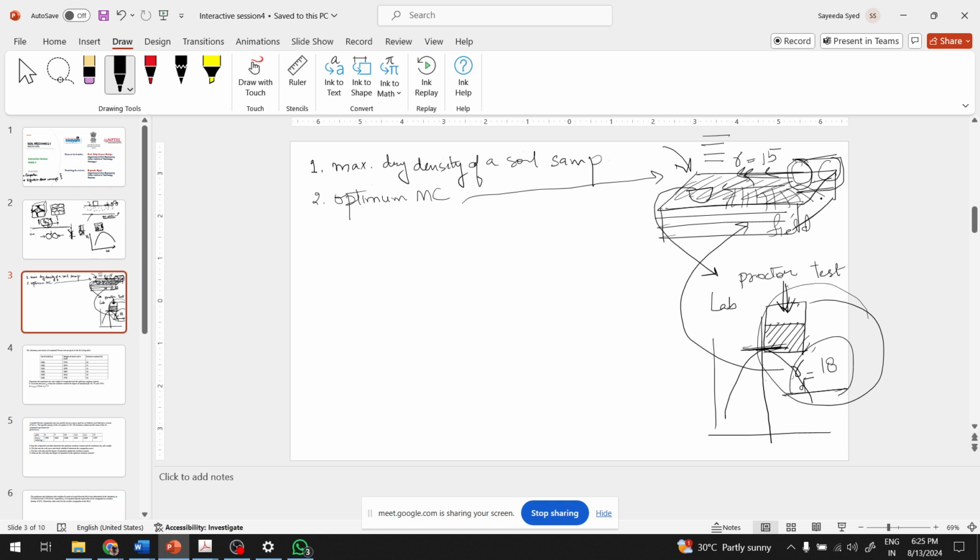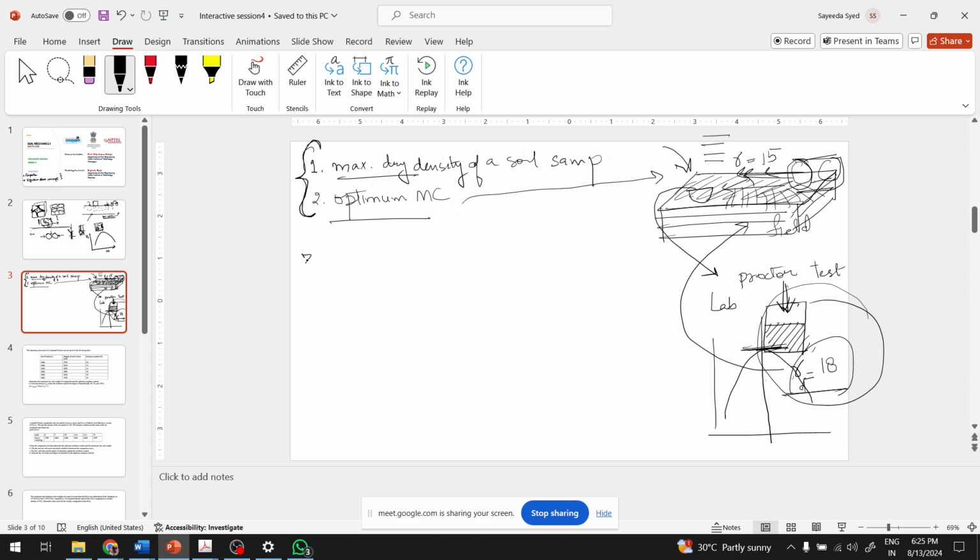So that was the second important question. The first important question was what is compaction. The second important question was what are the determinants of compaction, that is MDD and OMC.